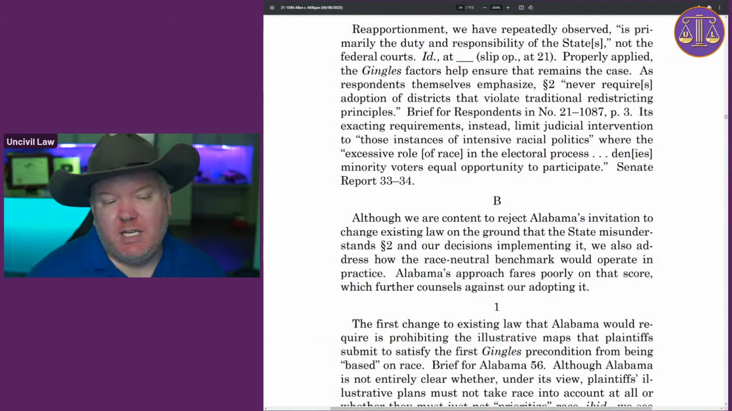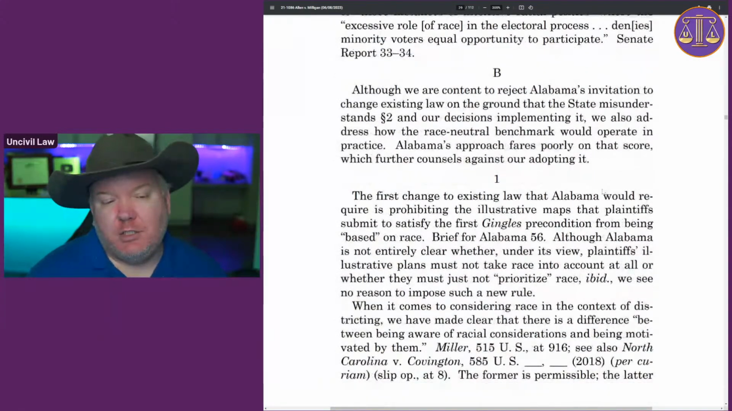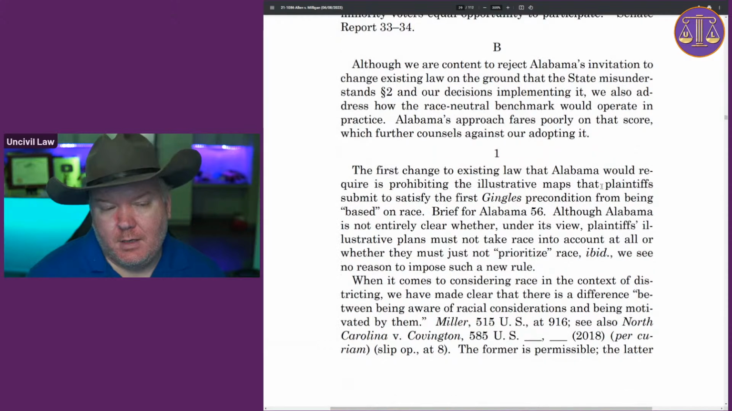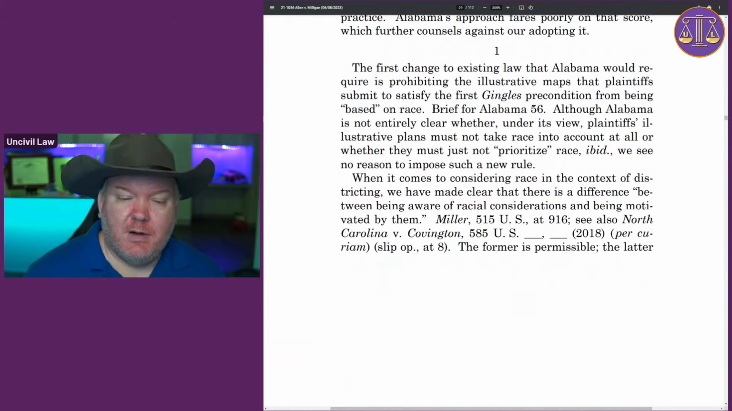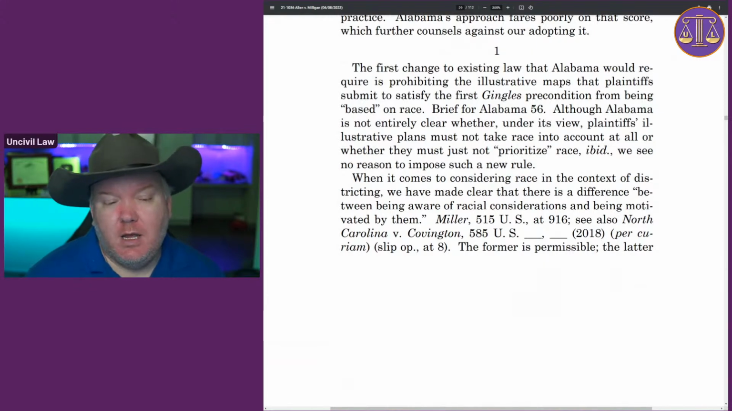Although we're content to reject Alabama's invitation to change the law on the ground the state misunderstood Section 2 and our decisions implementing it, we also address how race-neutral benchmarks would operate in practice. Alabama's approach fares poorly on that score, which further counsels against our adopting it. The first change to existing law that Alabama would require is prohibiting the illustrative map that plaintiffs submit from being based on race. Although Alabama is not entirely clear whether, under its view, plaintiffs' illustrative plans must not take race into account at all, or whether they just must not prioritize race, we see no reason to impose the rule. When it comes to considering race in the context of districting, we have made clear there's a difference between being aware of racial considerations and being motivated by them.